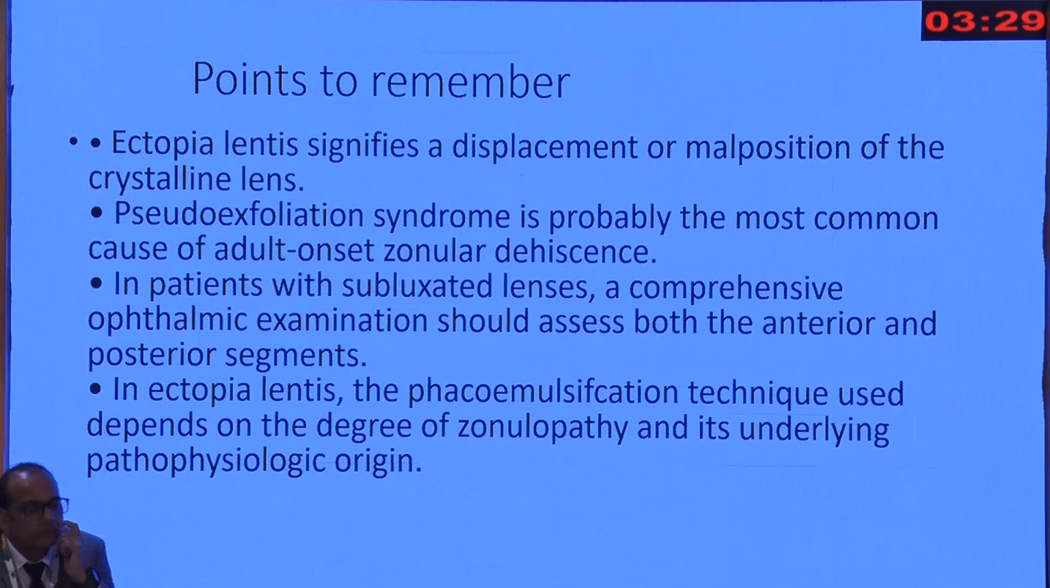Points to remember: ectopia lentis signifies a displacement or malposition of the crystalline lens, and pseudo-exfoliation syndrome is probably the most common cause of adult onset zonular dehiscence. In patients with subluxated lenses, a comprehensive ophthalmic examination should assess the posterior segment as well. And the phacoemulsification technique used in ectopia lentis depends on the degree of zonulopathy and its underlying pathophysiology.